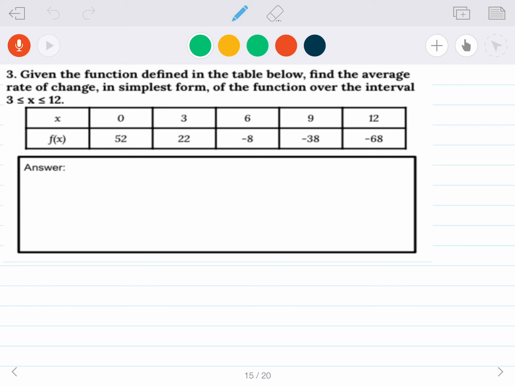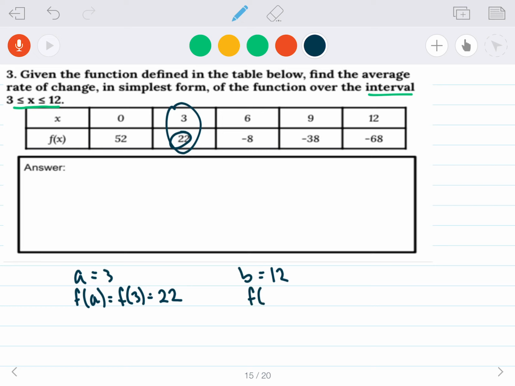All right, so here we want to look at the interval from x equals 3 to x equals 12. So here A is going to be 3 and B is going to be 12. Let me actually separate these out. So A is 3, B is 12. And so what is f of A? Well, f of A is f of 3 because A is 3. And f of 3 is going to be 22. So that's 22. F of B is f of 12. And f of 12 is going to be negative 68.